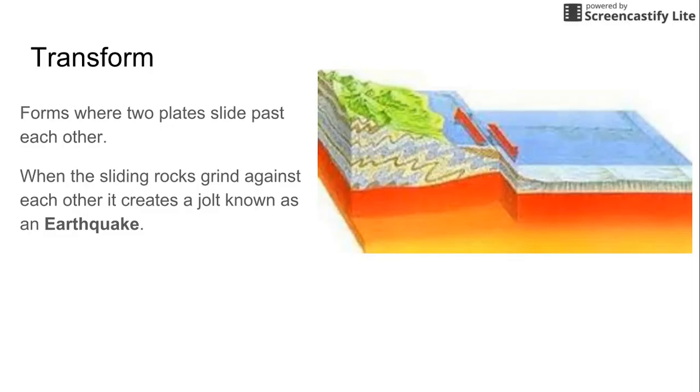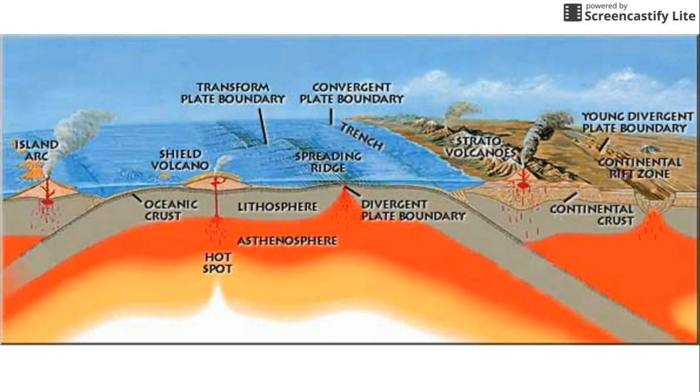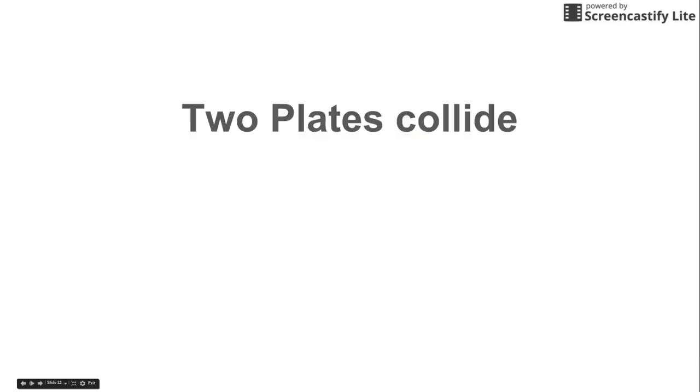The last one we have is transform, and this forms where 2 plates slide past each other. When sliding rocks grind against each other, it creates a jolt known as an earthquake. So here we see in the lithosphere, we have a divergent plate boundary where we have the spreading apart. Once that pushes that old crust into that continental crust, you have a subduction zone. You'll also notice here we have things like hot spots, which are just cracks coming up, which can create these volcanoes. We also have volcanoes at the convergent boundary, and there's a divergent plate boundary on land as well.